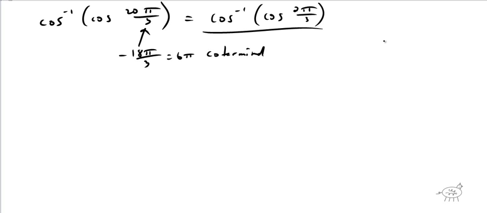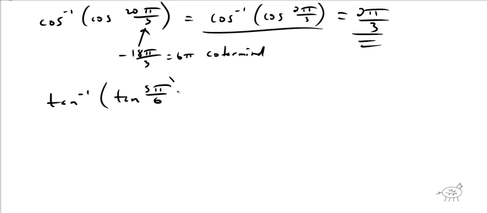Well, okay, so we're at this point here. Is 2 pi over 3 in range? Sure is. Woohoo! 2 pi over 3 is our answer. Oh yeah. Okay, here's another one for you. Let's try a different trig function. Inverse tangent of the tangent of 5 pi over 6.